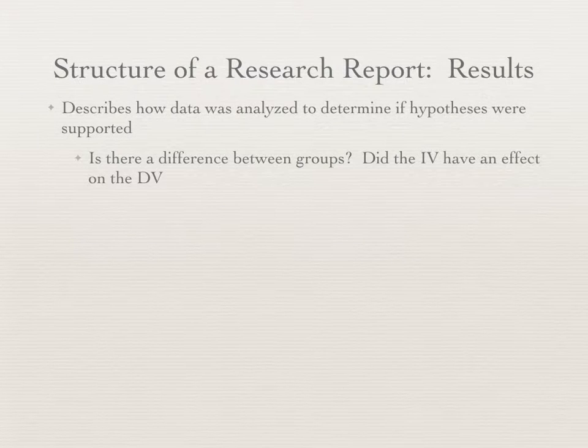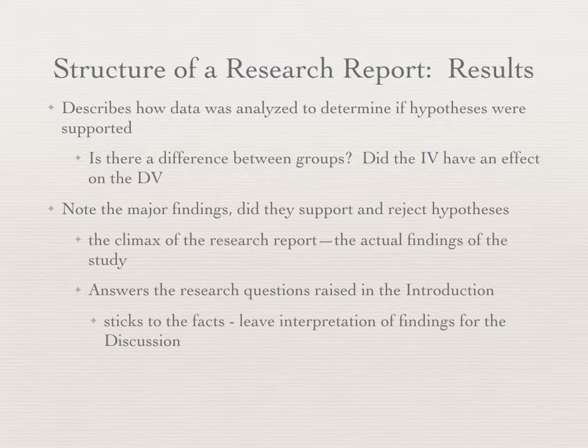The results tell us how the data was analyzed and if the hypotheses were supported. This is where they're going to tell us if there's a difference between the groups. The treatment group performed better than the control group. That's the kind of result you're going to have. And they'll say they performed significantly better, and this was calculated using this kind of test, and they'll give you all the numbers. But this is telling us where the differences are.